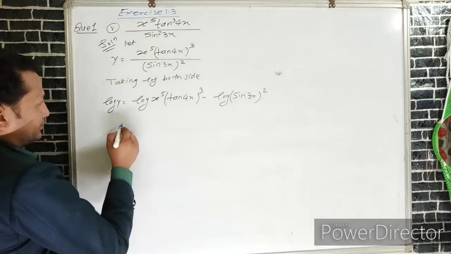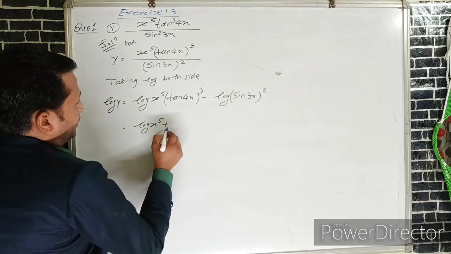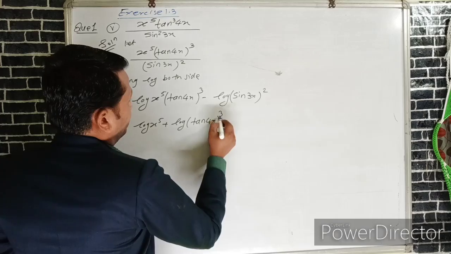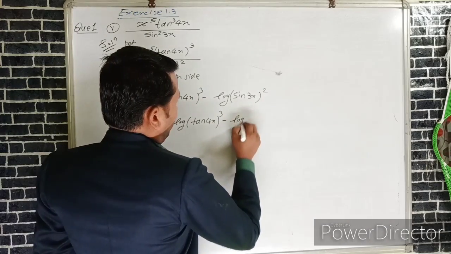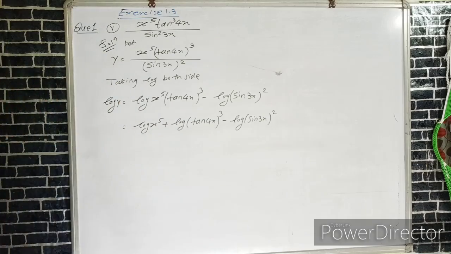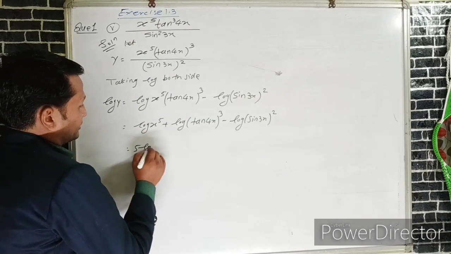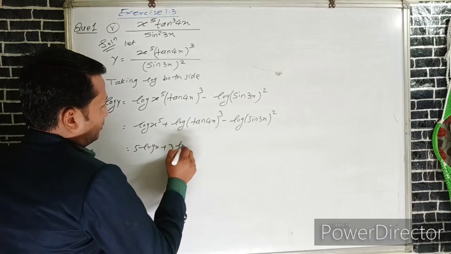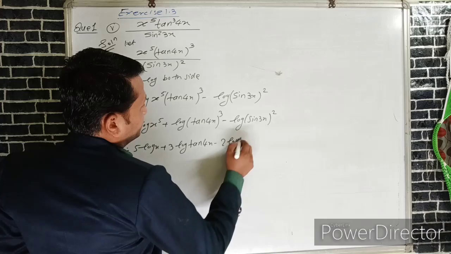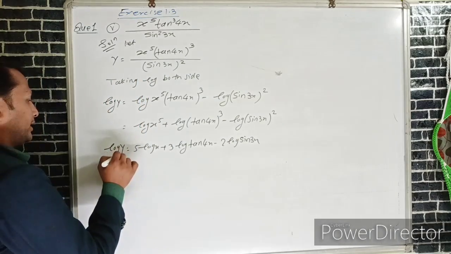Again we can write it: log of x raised to the power 5 plus log of tan of 4x whole bracket cube minus log of sin 3x whole bracket square. Now again, using log of m raised to the power n, we can write 5 log x plus 3 log of tan of 4x minus 2 log of sin 3x, which is log of y.